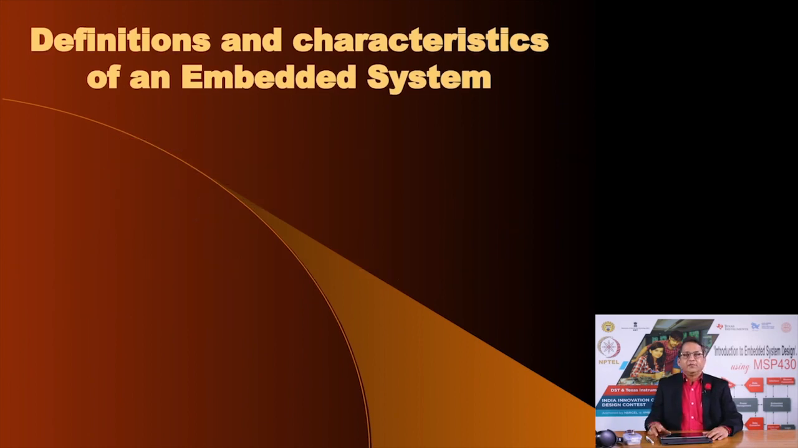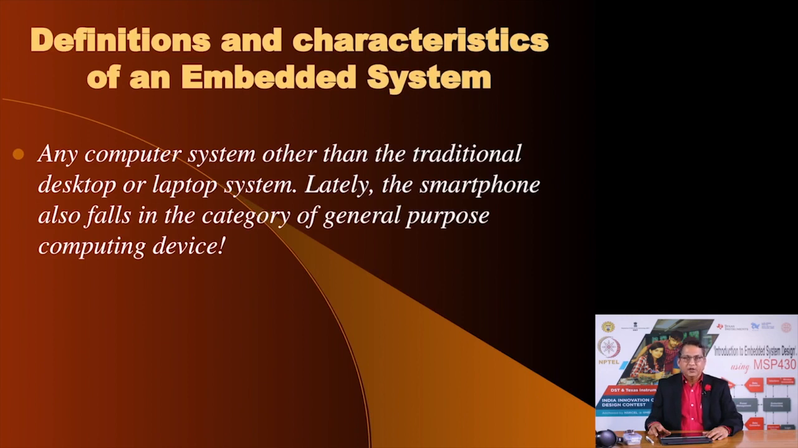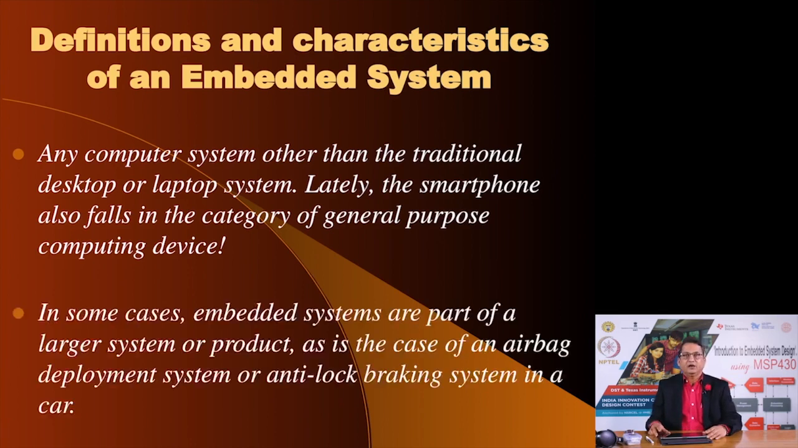Yet another definition is that a computer system other than the traditional laptop or desktop system would be an embedded system, and today in that list I would also add a smartphone, because people are using smartphones for many diverse applications where they can also add to the applications. Therefore, a smartphone is an example of a general purpose computing system. So, anything other than a laptop, a desktop or a smartphone would qualify as an embedded system. Any system which uses a computer, but which is not any of these three, is an example of an embedded system. In some cases, embedded systems are part of a larger system and you are not even aware that you are using such a system. Case in point: the anti-lock brake system in a car or the deployment of the airbag system in a car are examples of embedded systems.